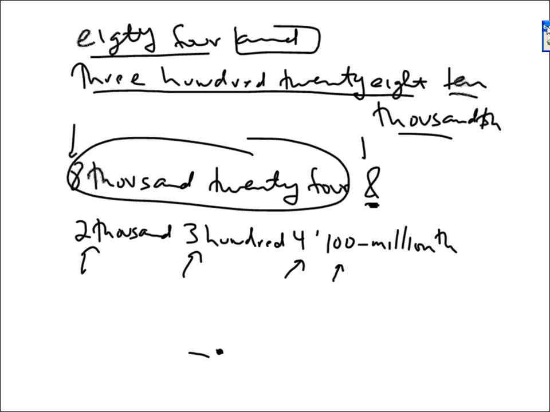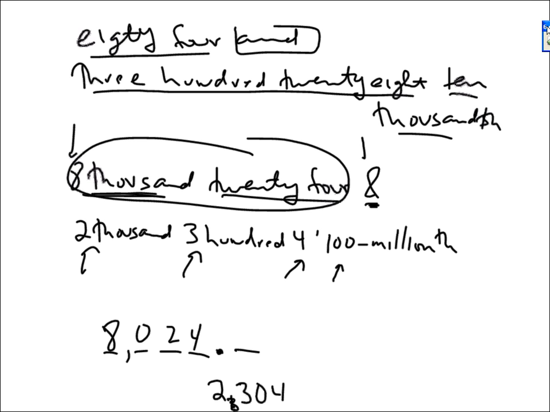8,024. Ones, tens, hundreds, thousands. Well, I have 8,000, and I have 24. I have no hundreds. Okay, and I have nothing to the left of the 8,000. That's how you write 8,024. And 2,304. Kind of ignore the comma though.